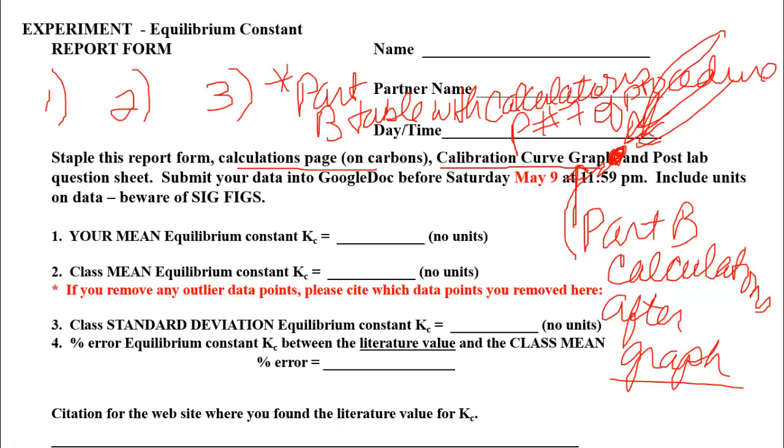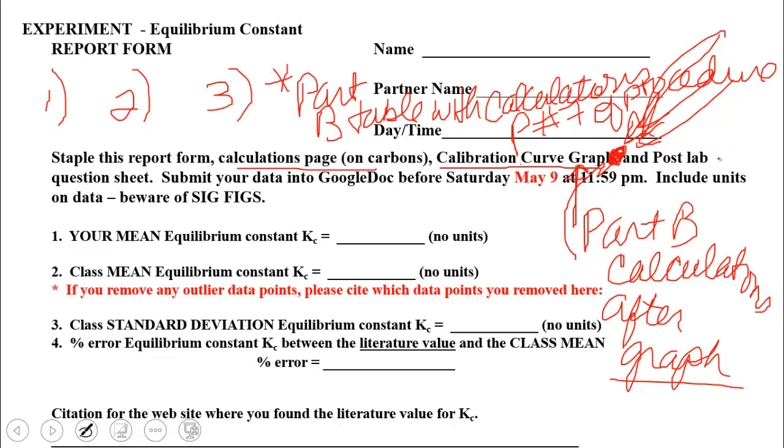Again, page number 7 of the procedure. Just print out that page and hand that page in after your graph. So right now: report form, calculation pages, calibration curve, page number 7 from the lab report, and then of course your post-lab question sheet. Now, you will need to submit your data before Saturday, May 9th, before the 11:59 p.m.